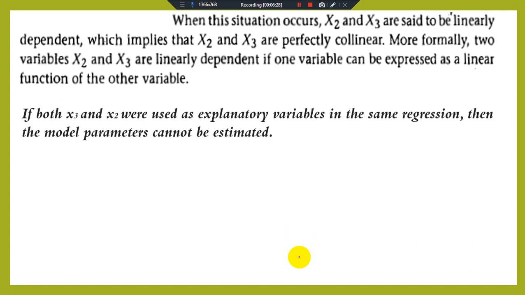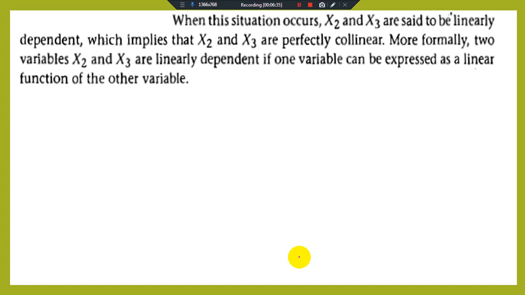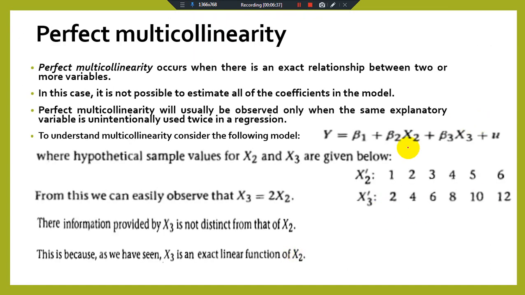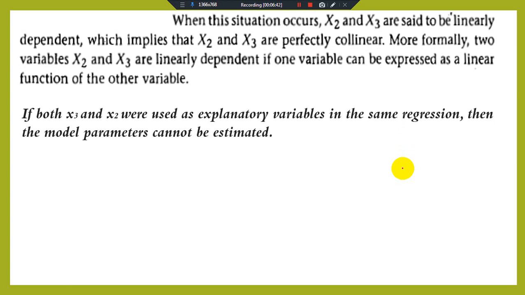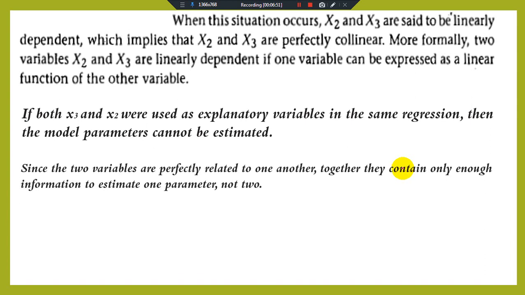If both x3 and x2 were used as explanatory variables in the same regression, then the model parameters cannot be estimated. They cannot give unbiased estimators. Since the two variables are perfectly related to one another, they contain only enough information to estimate one parameter, not two.